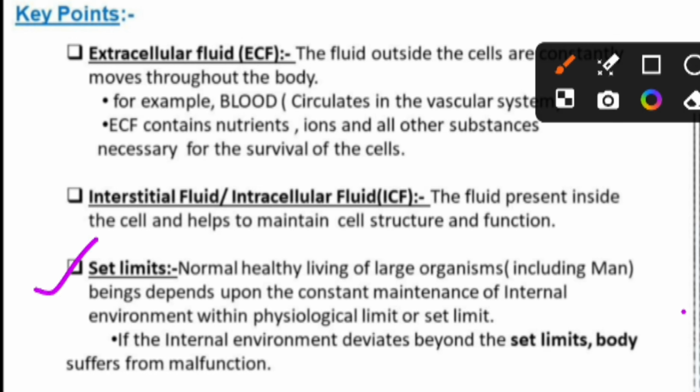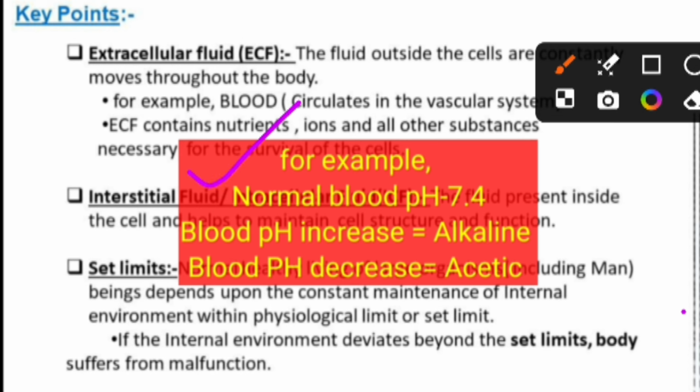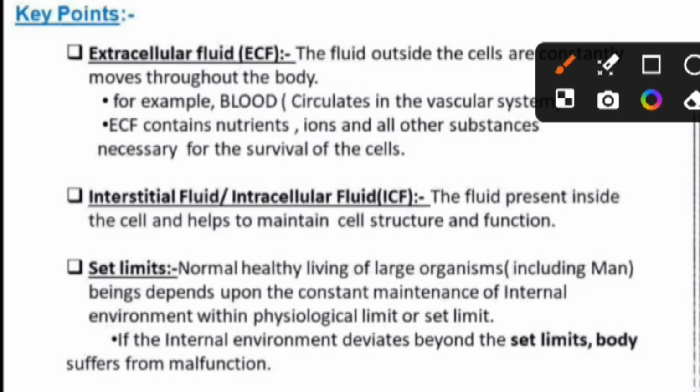Then the next point is set limit. Normal healthy living of large organisms, including human beings, depends upon the constant maintenance of the internal environment within physiological limits, or set limit. For example, in our body the normal blood pH is 7.4. If it increases, it becomes alkaline, and if it decreases, it becomes acidic, so our normal chemical reactions are not performed properly. The exact limit, for example temperature 37.5 degrees centigrade or blood pH 7.5, is the set limit. If the internal environment deviates beyond the set limit, the body suffers from malnutrition, deficiency or dysfunction.